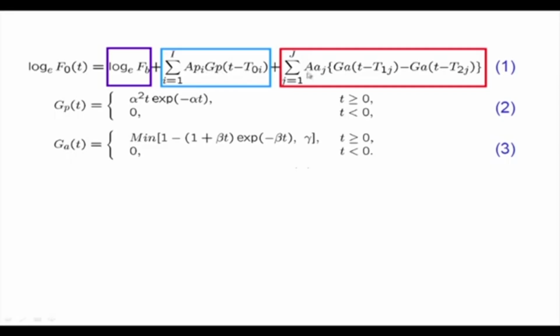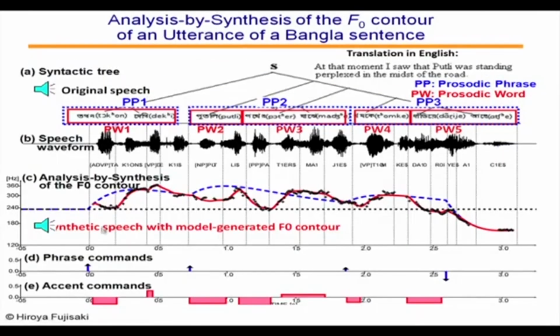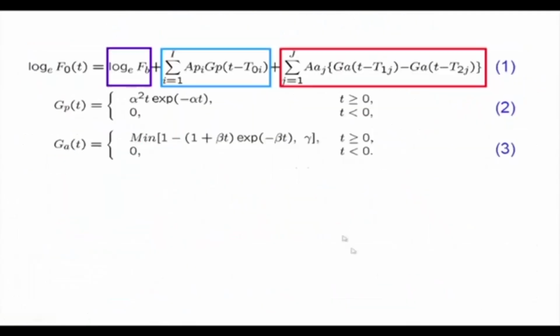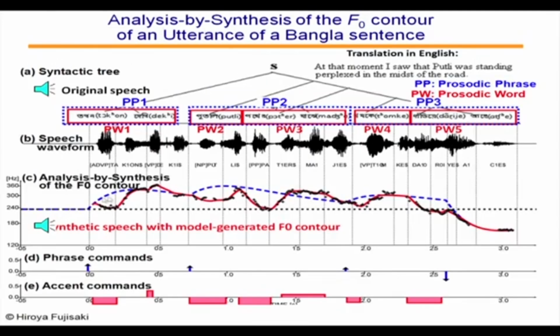Then for action commands, j equals 1 to capital J, the number of action commands. How many action commands are there? 1, 2, 3, 4, 5, 6, 7. So, there may be 7 action commands, and this is nothing but the action command amplitude. Now, you can see the red line completely follows the green dotted line. So, I can say it is possible to completely generate the original F0 contour using this phrase command and action command.